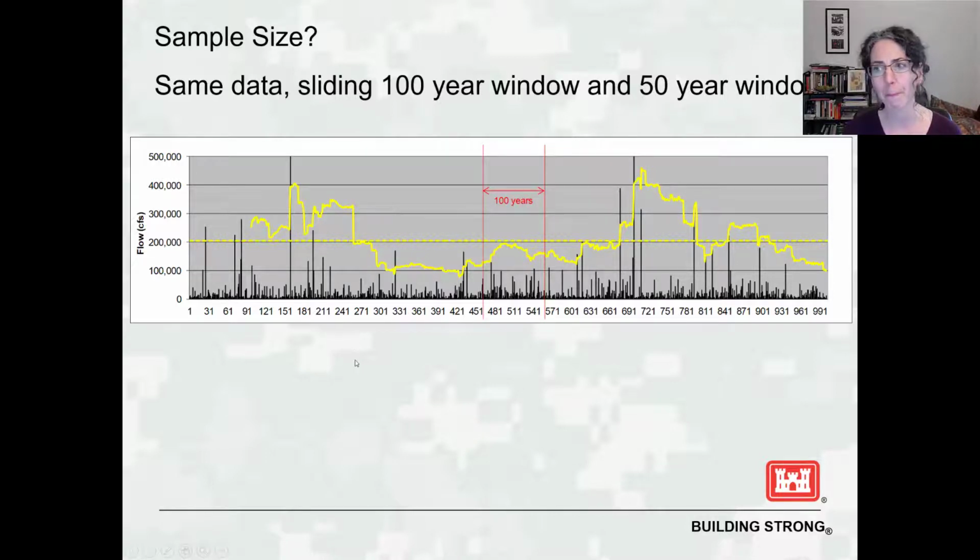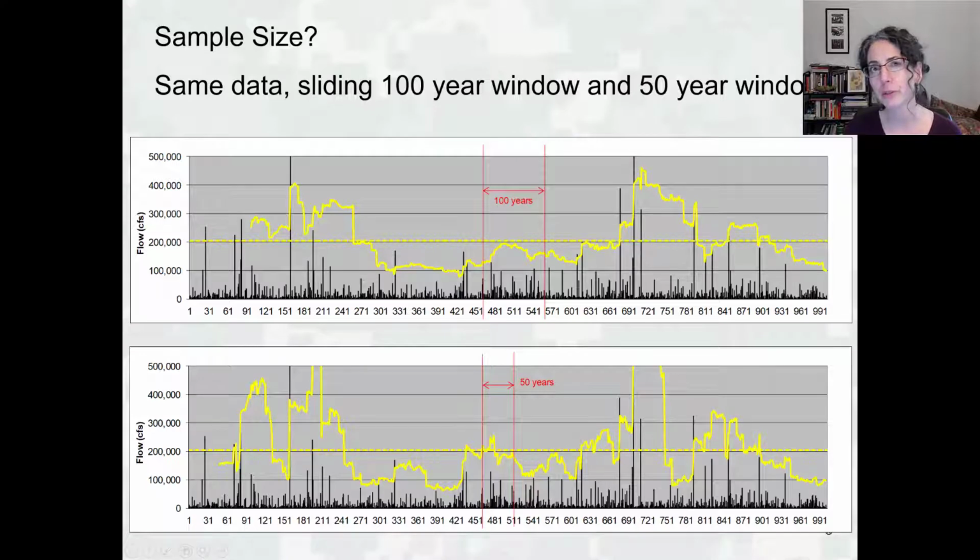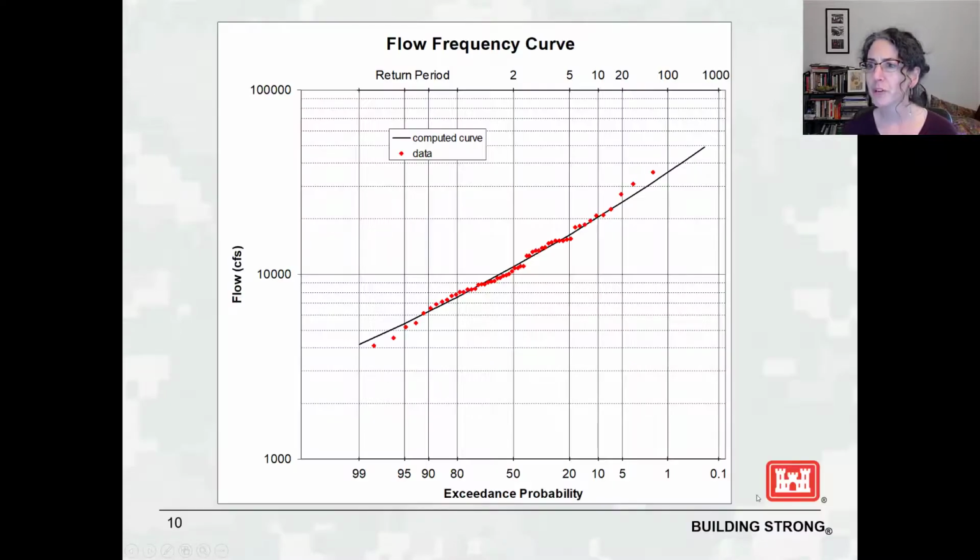What if we only had 50? What if we do this with a 50-year window instead? Well, my low estimates are even lower. My high estimates are off the chart. I have even more uncertainty if I only have 50 years of data moving across this record. So the problem is not that our data is wrong. It's not that our model is wrong. It's that we have a sample that's unrepresentative of the population. So here we are again with our data and our sample.